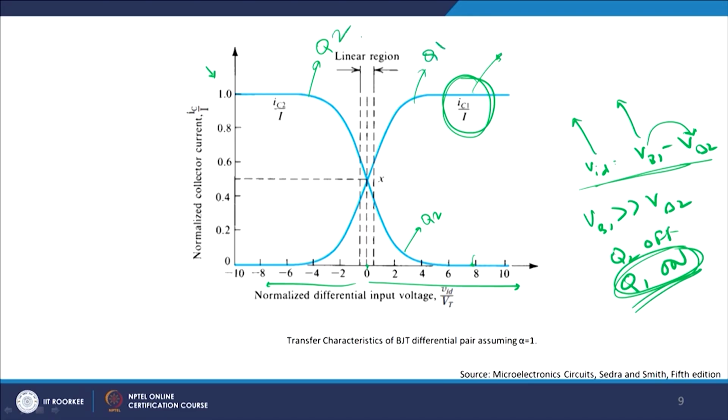Similarly, if we go to the extreme left somewhere here, then VB2 will be much larger as compared to VB1, and therefore, Q2 will be on having a large current and Q1 will be off. So, this you see is a perfectly symmetrical sort of butterfly curve available with you. Somewhere in the middle you will have VB1 equals VB2, which means that VID equals 0, you automatically get a place where the current changes drastically with respect to VID.